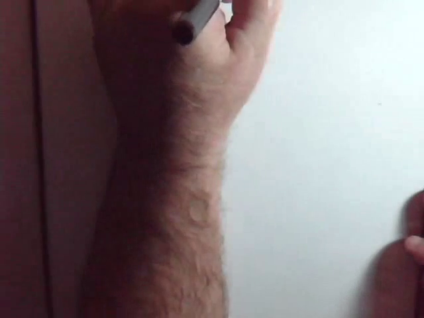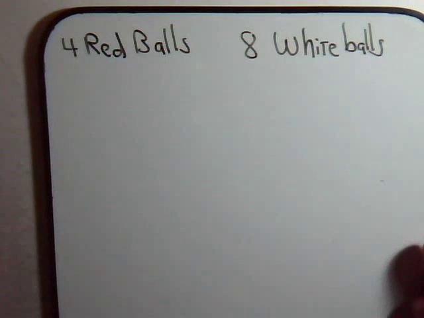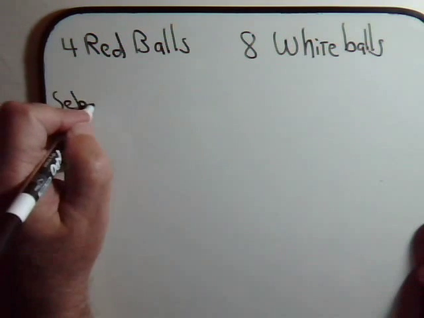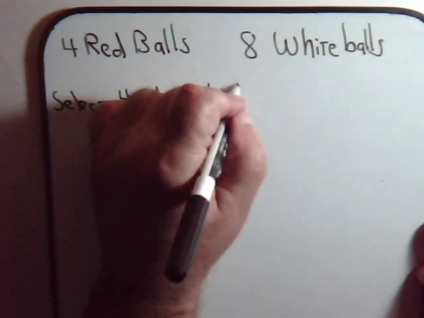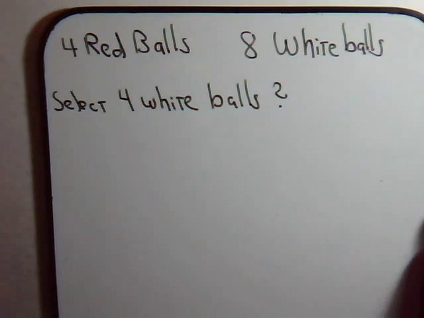Let's say that we have a bucket that has different colored balls in there. Say we have 4 red balls and 8 white balls. So we have 4 red balls and 8 white balls to choose from. How many different ways, for example, can we select 4 white balls? Obviously, the order doesn't matter.